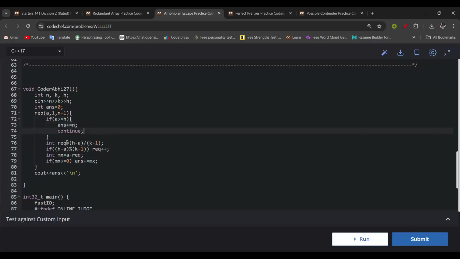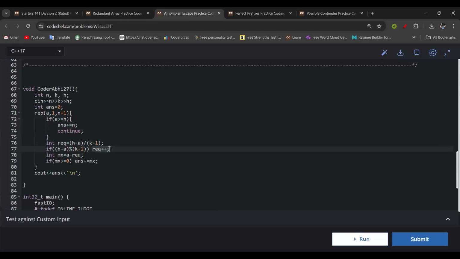So the requirement is (H minus A) divided by (K minus 1), and you are taking the ceil of that. How do you take the ceil? This division would give you the floor, and if this division had a remainder, you can add a plus plus. So you would get the ceil.